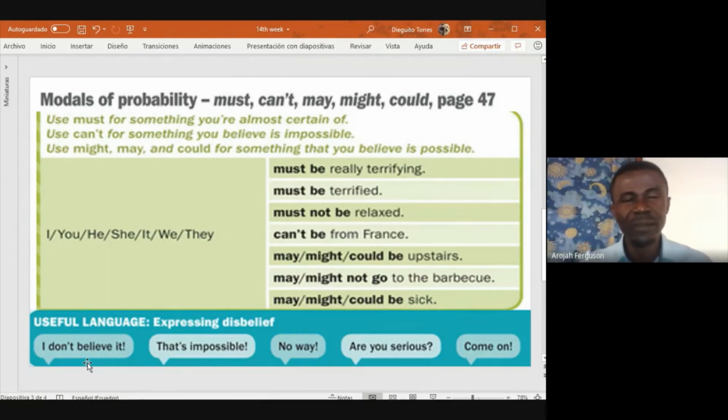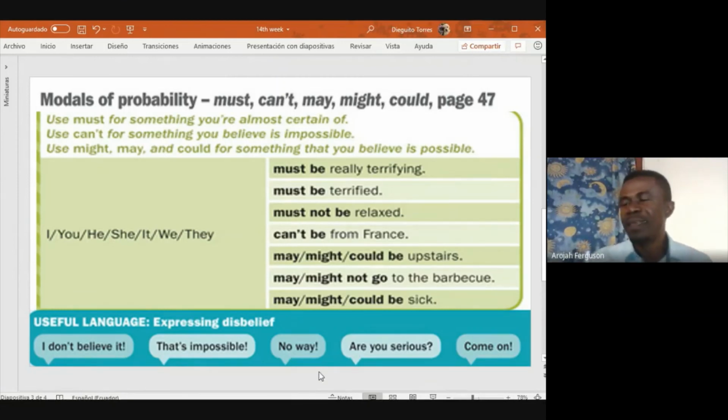Now the next one is "No way." No way is like no permission. There is no way. So if you want to go to some place and you meet the security personnel, and they tell you "No way," that means you can't go or you can't enter.